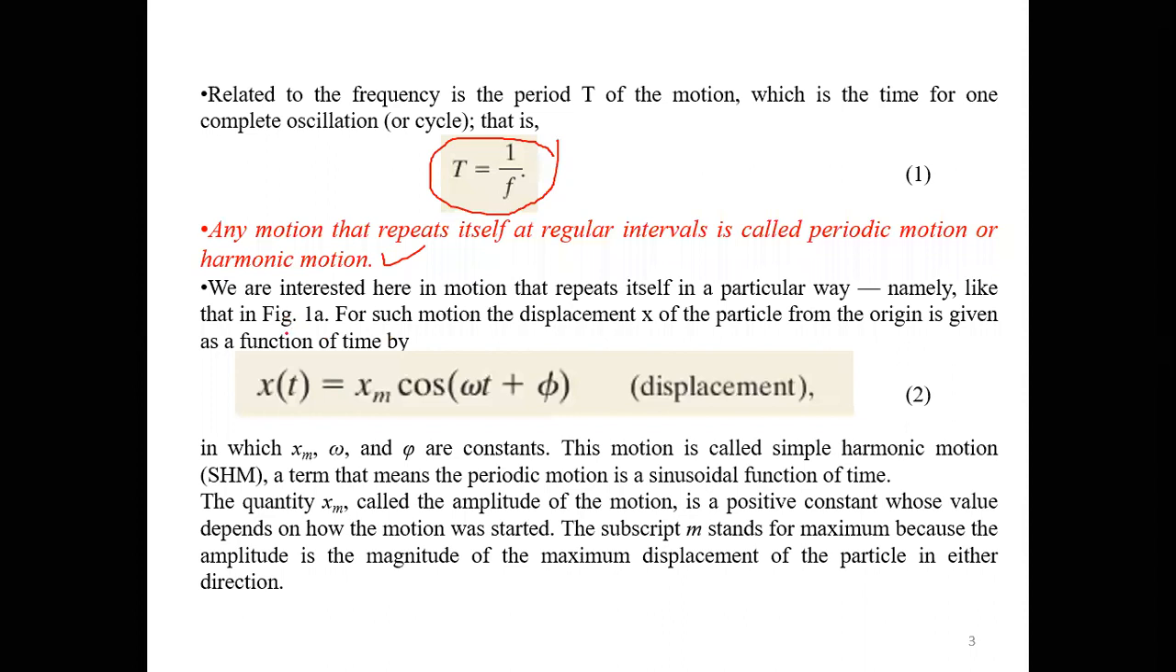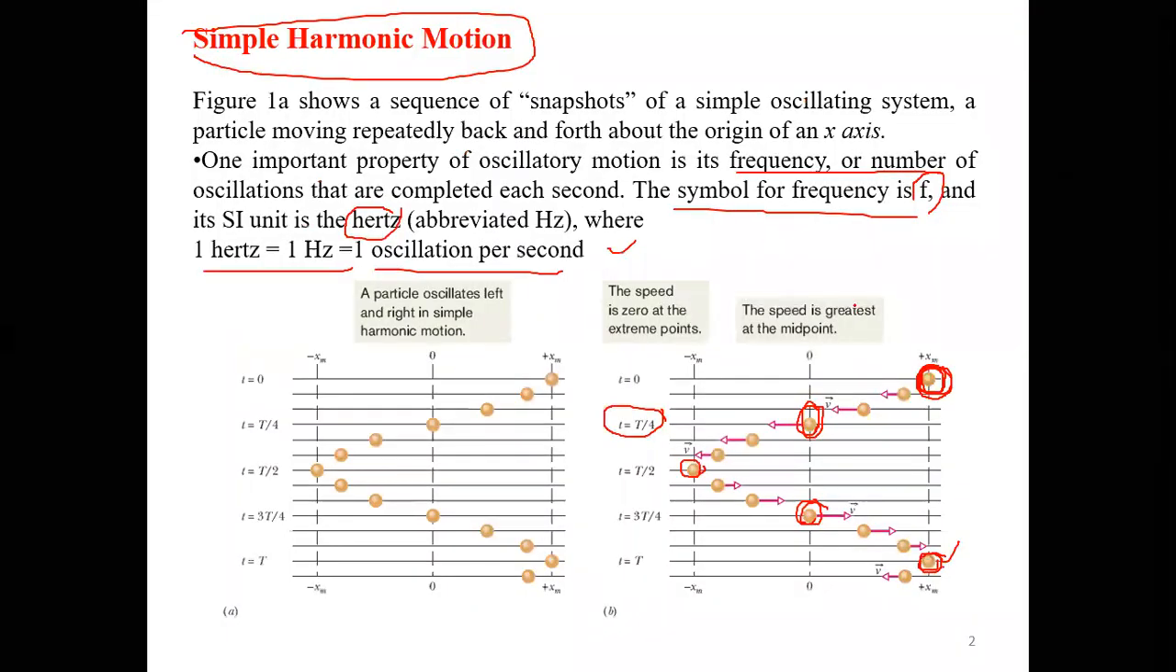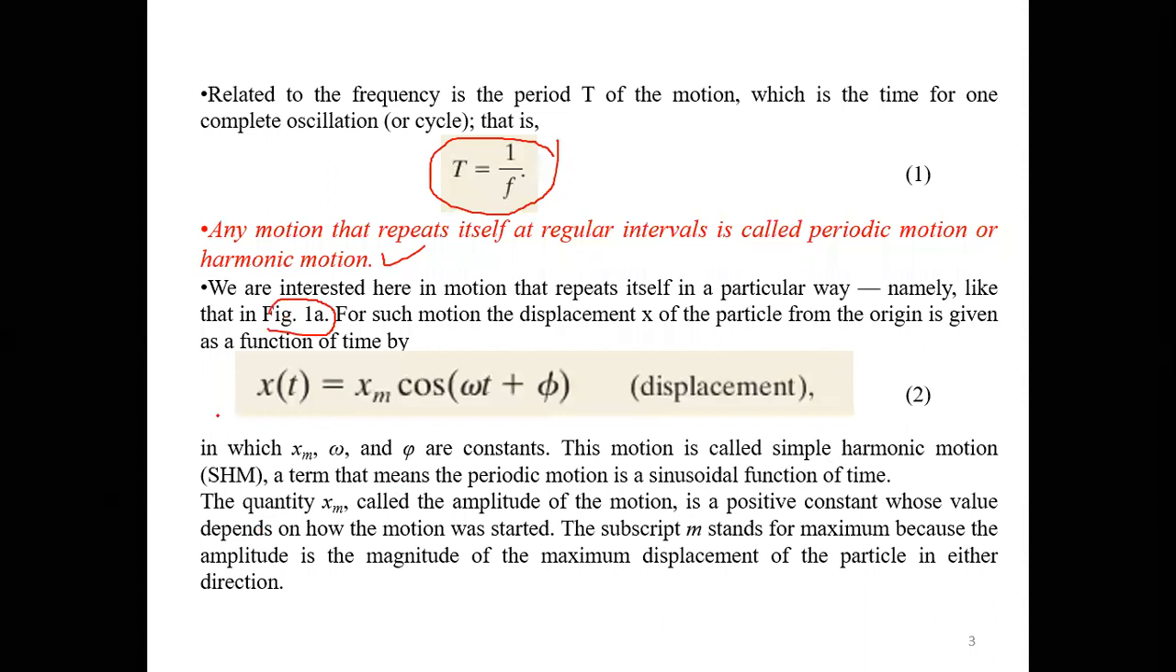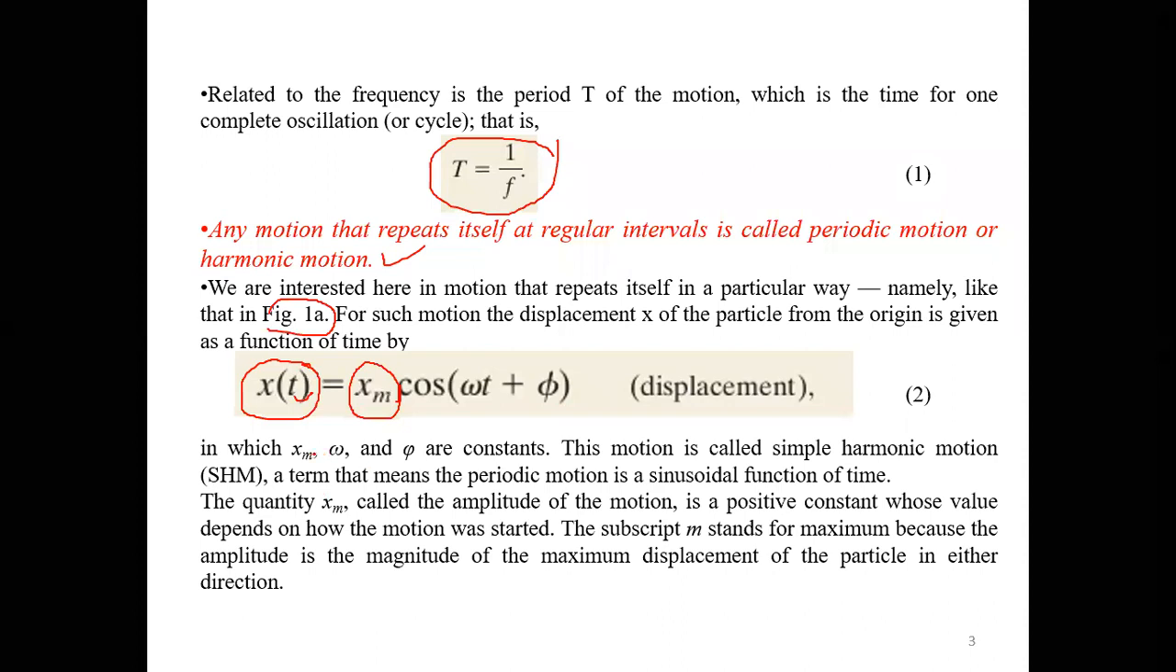So the motion in figure 1a that I have shown earlier, for such motion, the displacement x of the particle from the origin is given by a function of time. As you can see, this one is a function of time. So we can represent this by displacement, which depends on time: x = xm cos(omega t plus phi), in which xm is the maximum displacement, which is called amplitude, and xm, omega, and phi are constants.